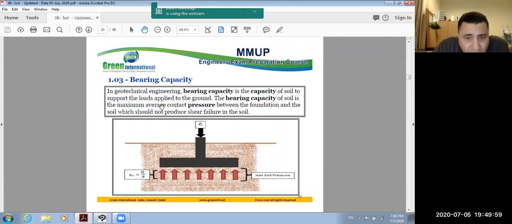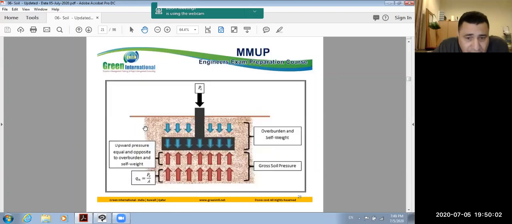Okay, nice. So the contact pressure between the foundation and the soil. We have another foundation like this foundation. We have overburden and self weight. All of this is giving you action. What is the reaction? Reaction is gross soil pressure and contact pressure. This is the bearing capacity. I'm concerned about contact pressures. The upward pressure is equal and opposite to the overburden and self weight. Qn is equal to BC over area, where BC is the force divided by area. I'm going to have all the weight of the building divided by area.